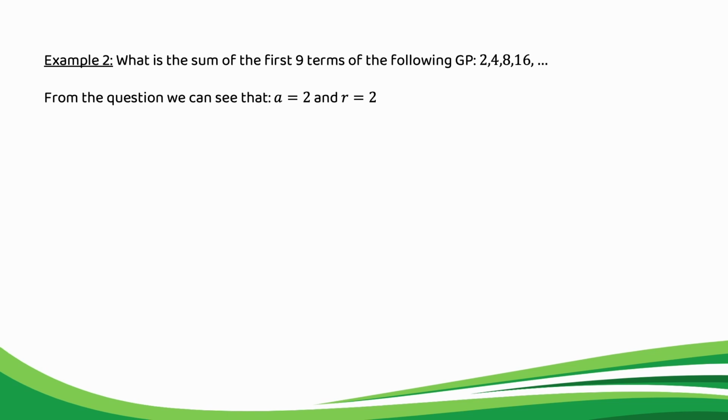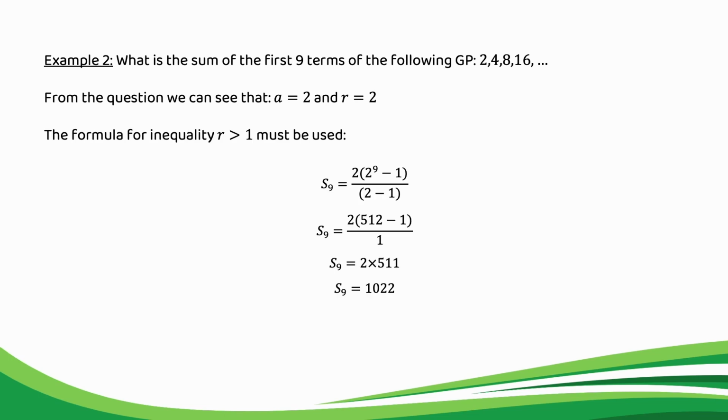Here we can write that both the common ratio and first term of this sequence are equal to 2. Because the common ratio is more than 1, we have to use the corresponding formula. Thus, by substituting in points and solving algebraically for the sum of the first 9 terms, we can see that S9 is equal to 1022.